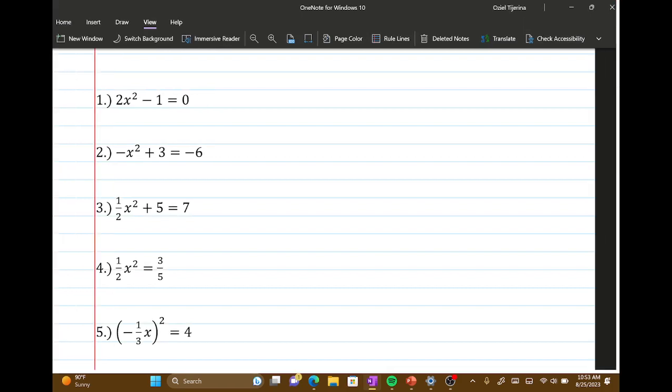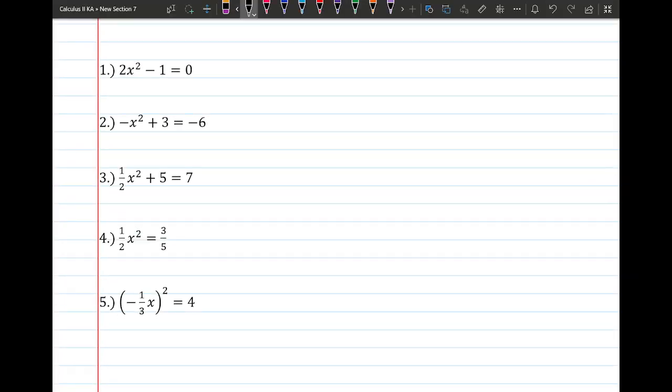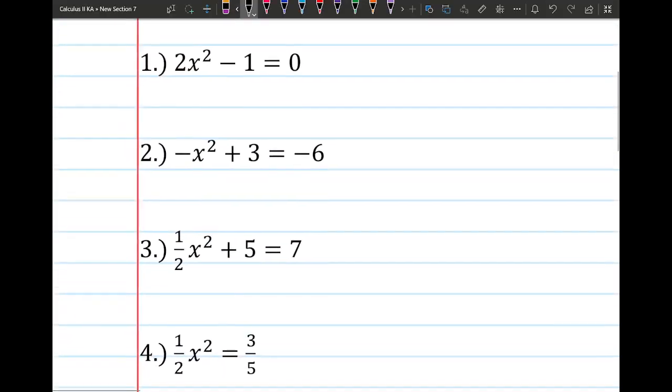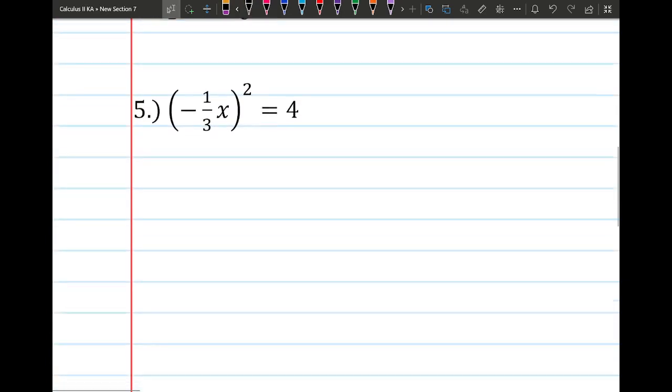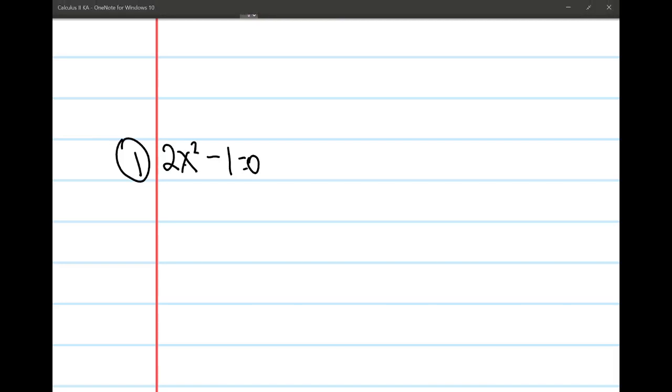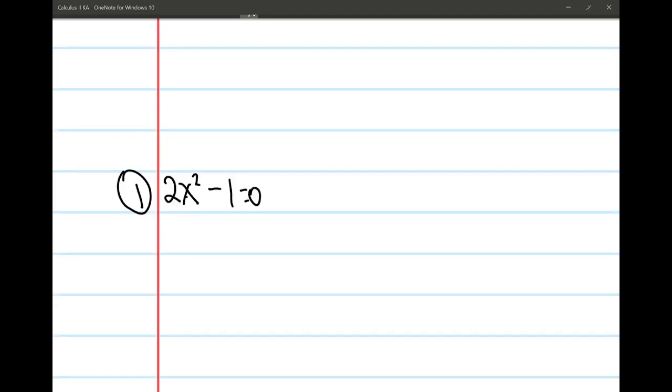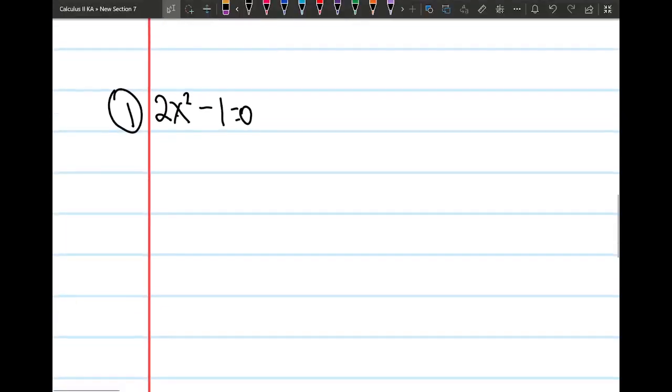So these are the 5 problems that we're going to work on, and so let me go ahead and go full screen here. The first problem we have is 2x squared minus 1 equals 0. So let me go ahead and write that down. 2x squared minus 1 equals 0.